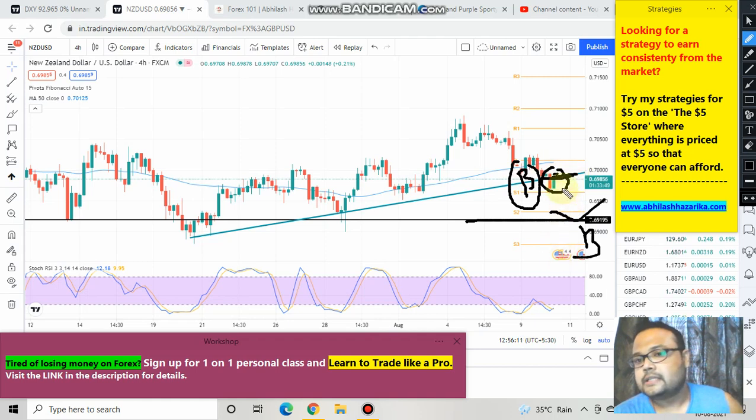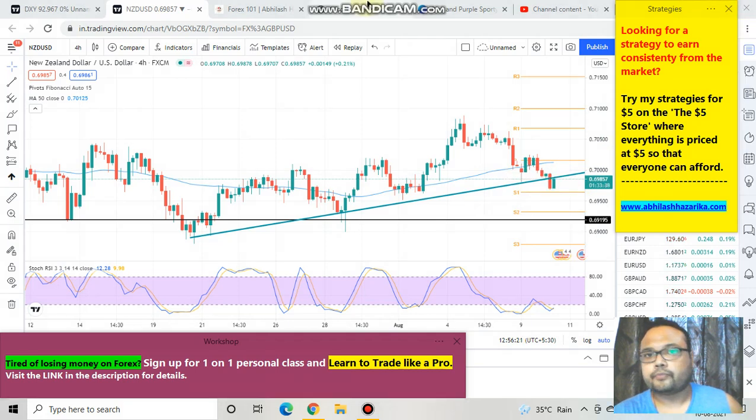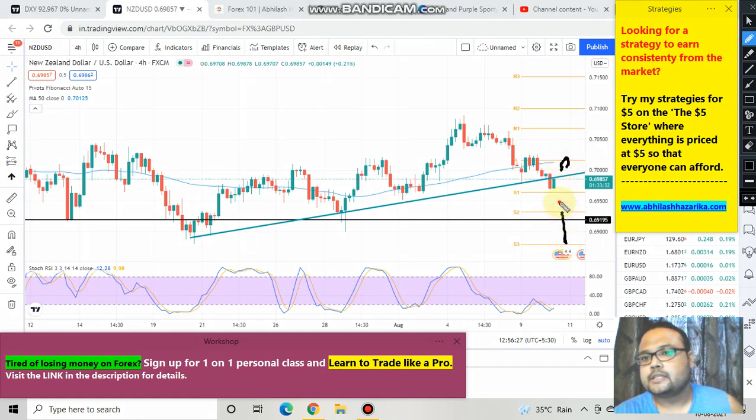So this is your first buy level, this support level, this being the most safe trading opportunity. And second trading opportunity is if market goes up from here and starts trading above this trend line, you can also go for a buy here. So this is your trading opportunity number one, this is your trading opportunity number two.